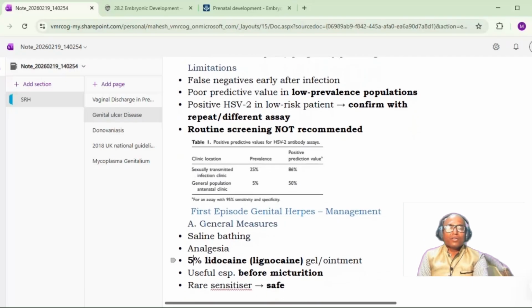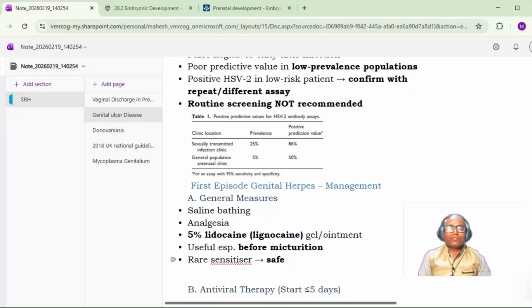In short, I think NAT or PCR is the gold standard. Correct. And amongst the IgG 1 or 2, it is not IgM. Yeah, correct. That is the take home message from this up till now. Okay. Then coming to the management.